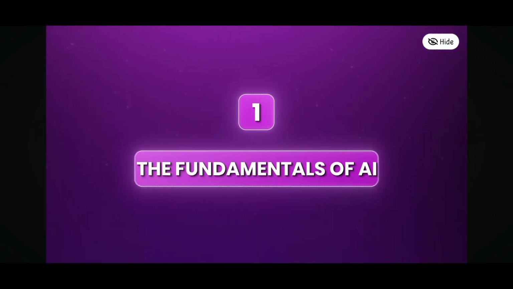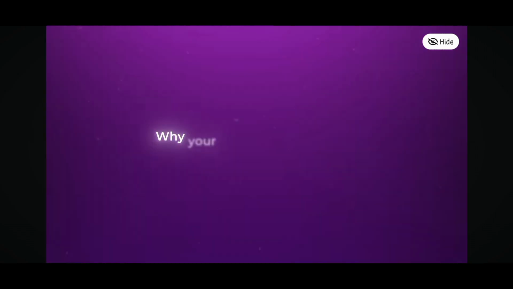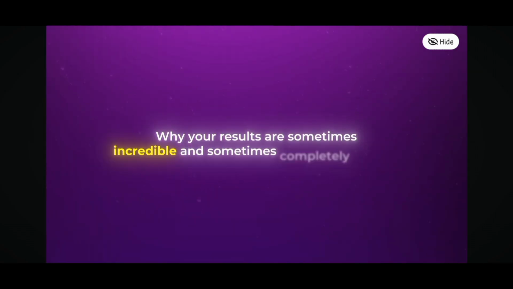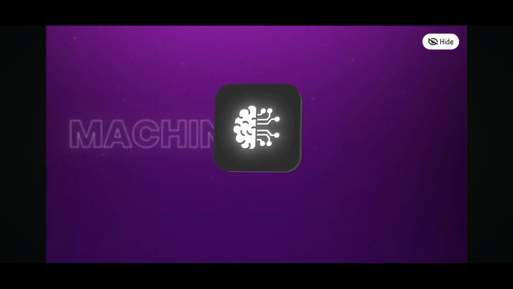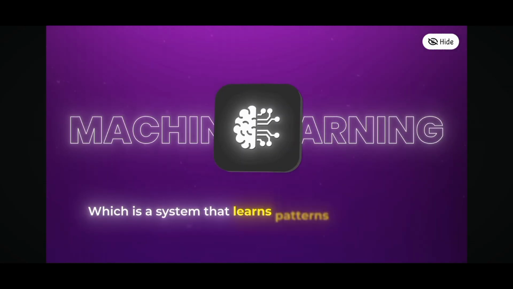Module 1 covers the fundamentals of AI, and understanding these concepts explains why AI behaves the way it does, and why your results are sometimes incredible and sometimes completely useless. Artificial intelligence is basically any computer program that handles tasks we usually associate with human thinking. Whether it's your email filtering spam or your phone predicting your next text message, that is all AI running in the background. Most of this runs on machine learning, which is a system that learns patterns from examples.